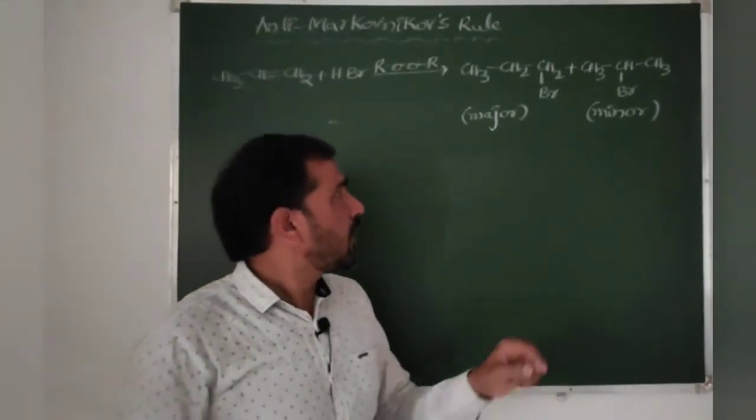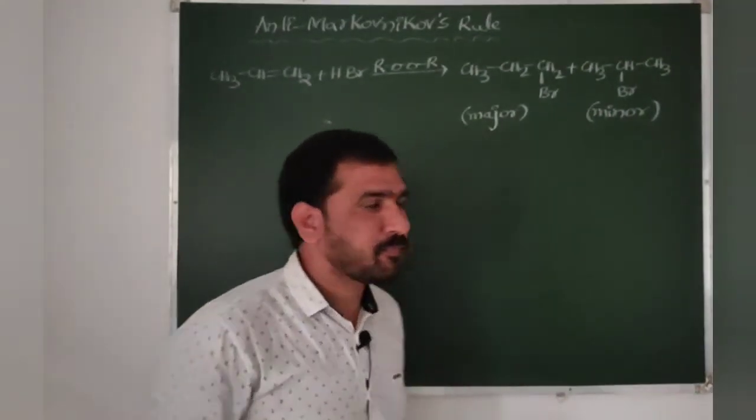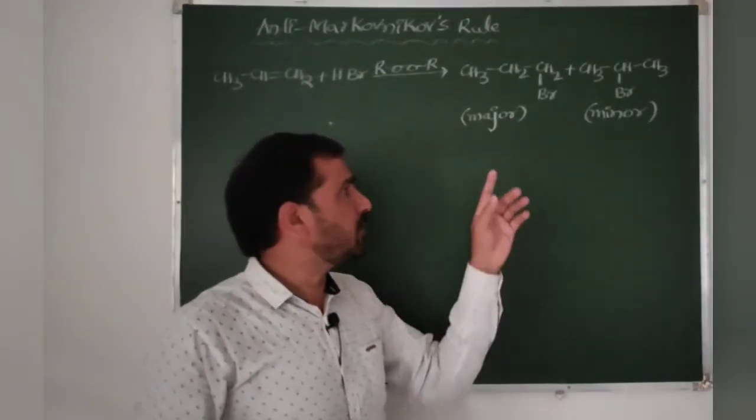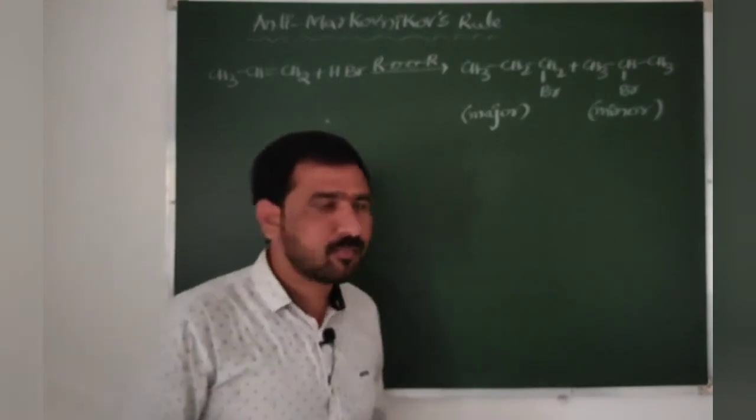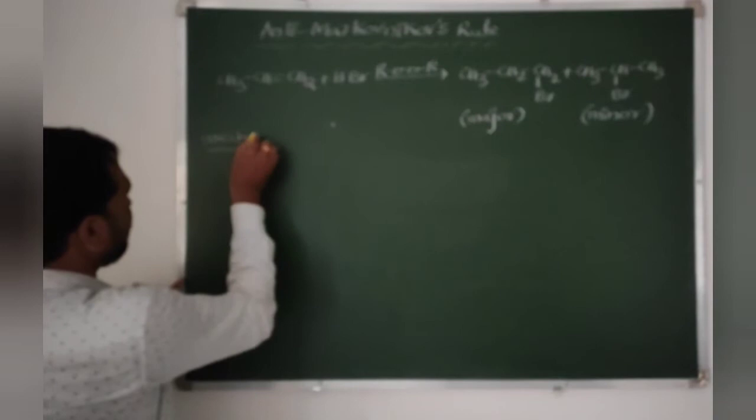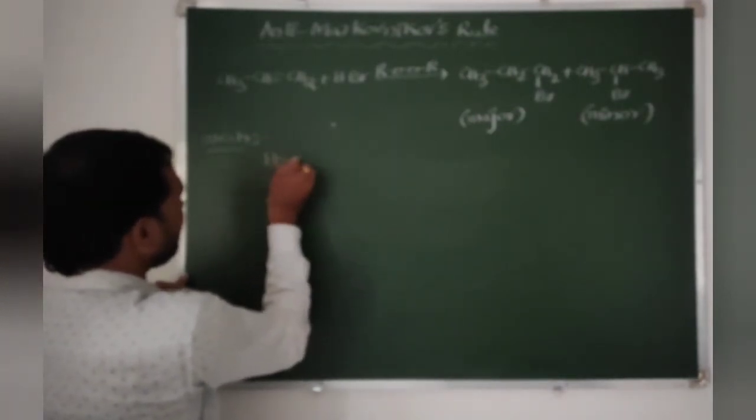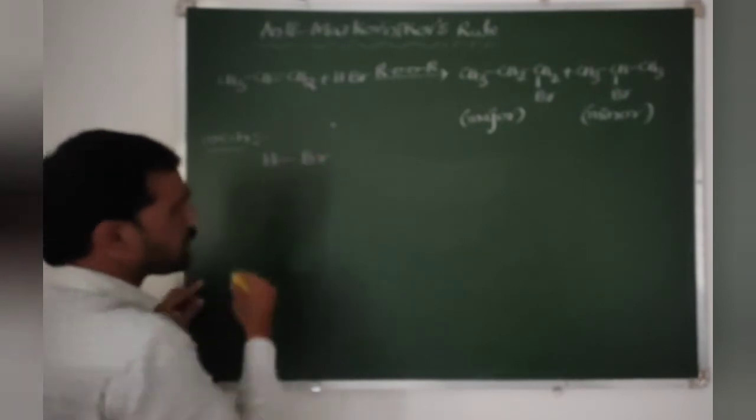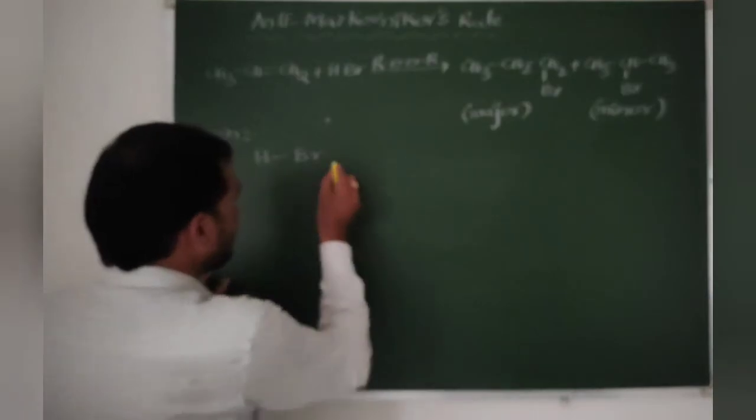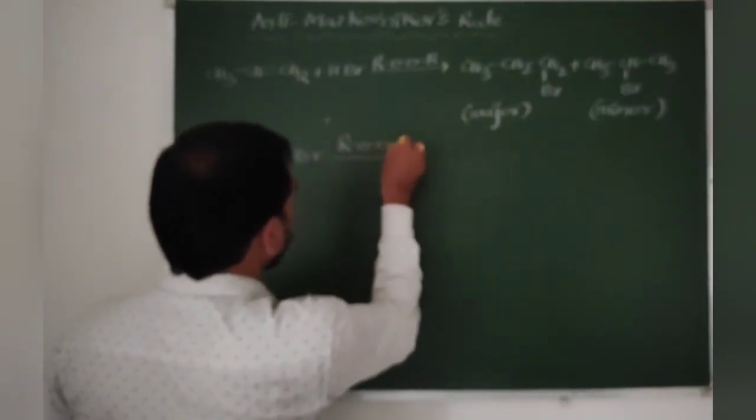Let me see how this first one is major, second one is minor. By seeing the reaction mechanism, we will get clarity about the major and minor product. If you see the reaction mechanism, in the first step, between H and Br in HBr, one covalent bond is there, that bond having one pair of electrons. Here peroxy medium is there.